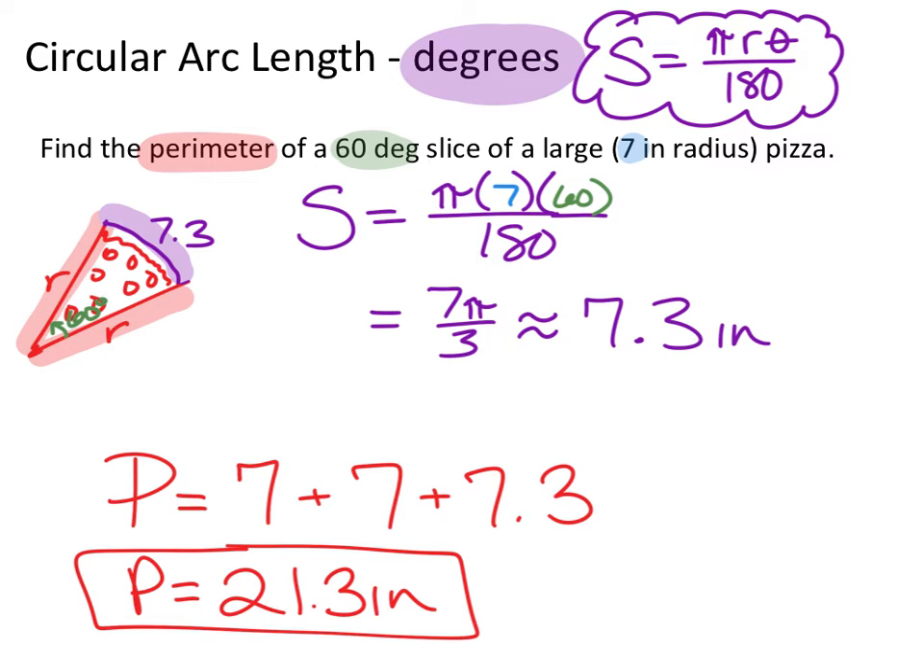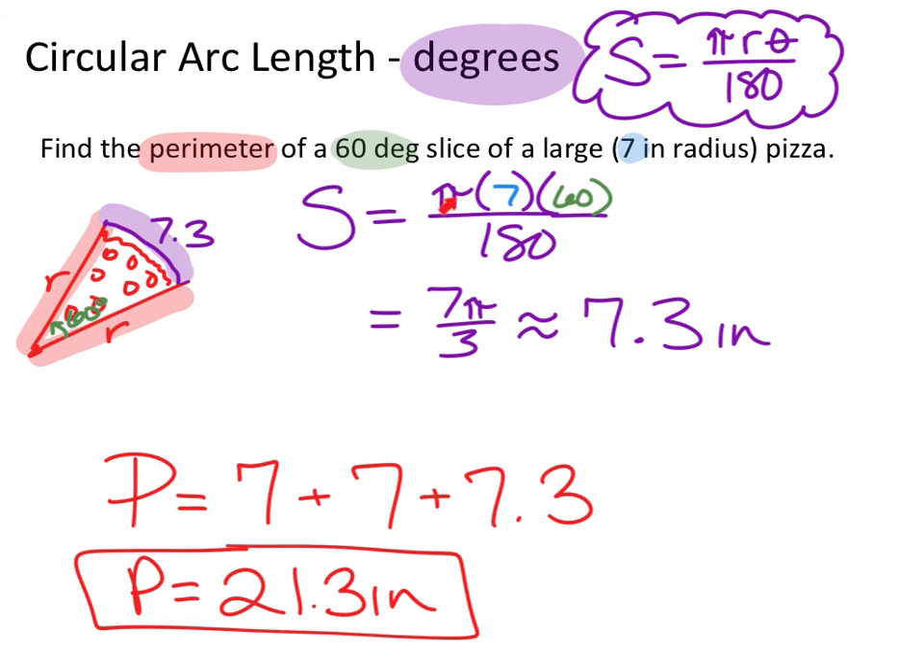But in this particular problem, we wanted to find the perimeter of a 60-degree slice of a large pizza. Okay, so we want the perimeter. That's all of the outside. So I need one of the sides, another side, and the arc length. Well, the sides of this pizza, when it's cut correctly, the way you cut a pizza through the center, both of the sides should be the radius. So this is 7 inches and that's 7 inches. Great. All I need is the arc length here to know how much my crust is, what the perimeter of my crust is.